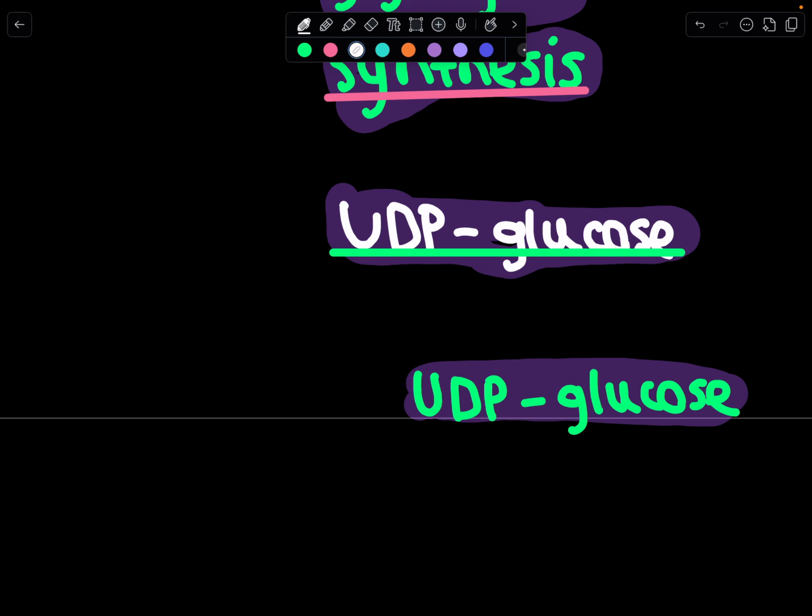So we have UDP, we have glycogen synthase, and then we have UDP glucose, and then glycogen. Then with glycogen synthase as help, we end up with glycogen with an extra glucose and uridine on the side.